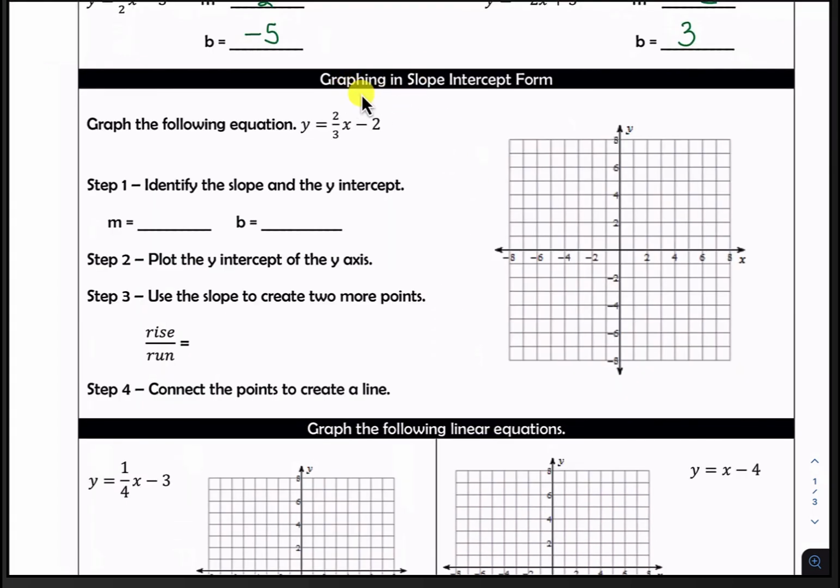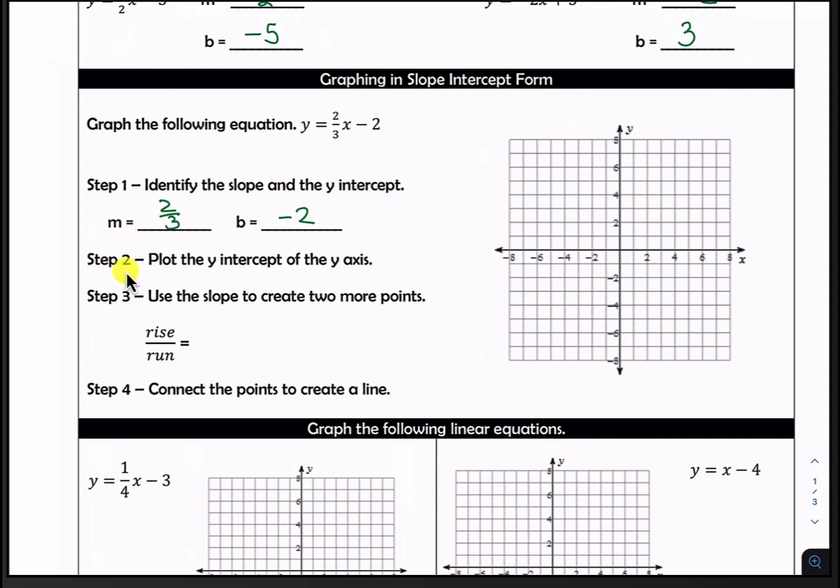Next, let's look at an example on graphing in slope-intercept form. Graph the following equation: y equals 2/3 times x minus 2. Step 1, we want to identify the slope and the y-intercept. m, as you remember, is the number that's multiplying the x. So m is 2/3. b is what's being added or subtracted after the x. That's negative 2.